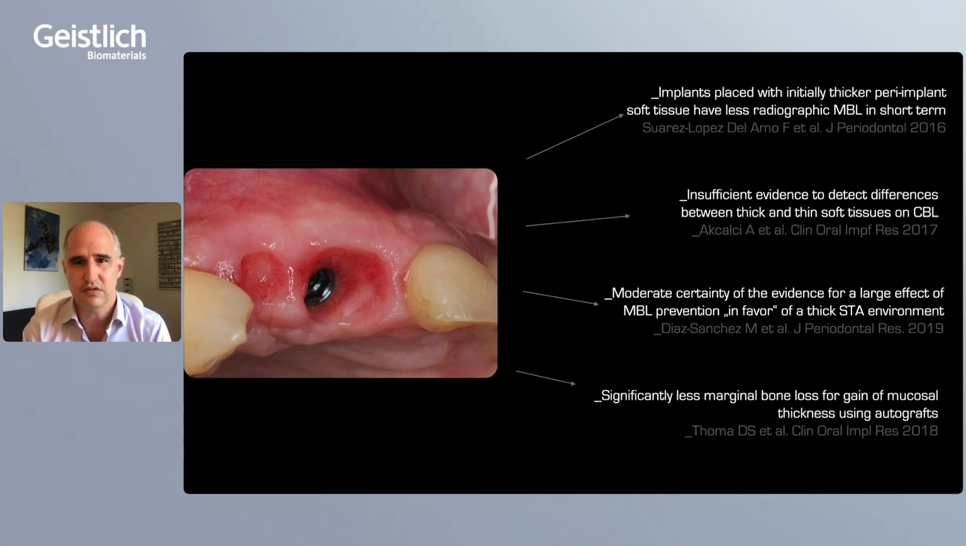So look at these studies here: Suarez, Lopez, Delamo. Implants placed with initially thicker peri-implant soft tissue have less radiographic marginal bone loss in the short term. Interesting. So the height of the soft tissue supports the underlying bone. There are studies which are a little bit critical here, from Akalchi, where there is not enough evidence yet. But of course, if you look into Diaz-Sanchez's work, there's a moderate certainty of the evidence for a large effect of marginal bone loss prevention in favor of a thick soft tissue attachment environment. So the thicker it is, the better it seems to be for the underlying bone. And of course, Dani Thomas' work for the Osteology Consensus Conference is clear that if you use autografts to improve soft tissue height, it seems to support the marginal bone levels.